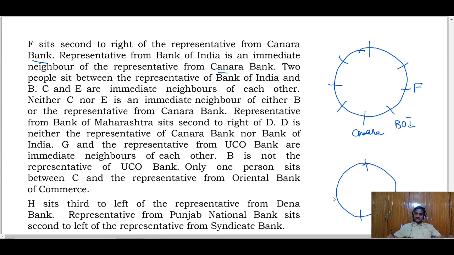Now eight persons, 1, 2, 3, 4 and 5, 6, 7, 8. Now Canara Bank is here. Now F is here and Bank of India is here.